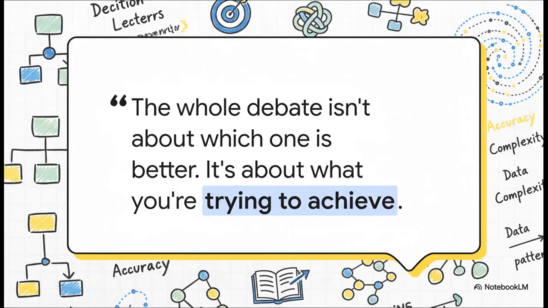And this quote just hits the nail on the head. The question you always have to ask is, what is my number one goal here? Do I need a flawless but maybe unexplainable prediction for my credit risk model, or do I need a crystal clear explanation for my marketing team, even if it's a tiny bit less precise? The goal always dictates the tool you choose. It's never about finding the single best model, but the right model for that specific job.